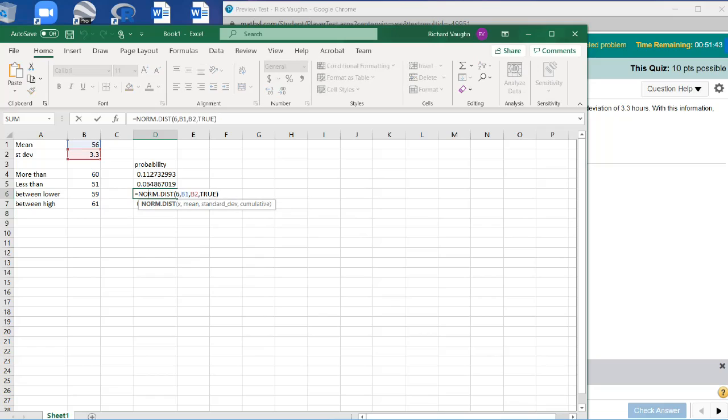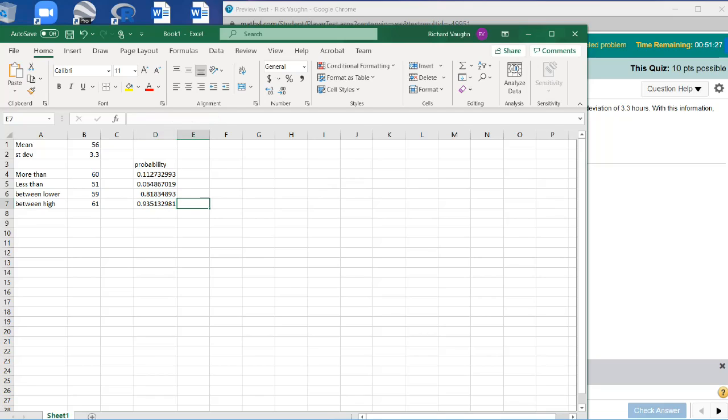Let me check this one really quick. Oh, I put in 6 here, not B6. All right, that didn't look right. Okay, so now I have the less than or equal to the upper value, less than or equal to the lower value. So what I want for the between is just the difference between these. 0.1168.